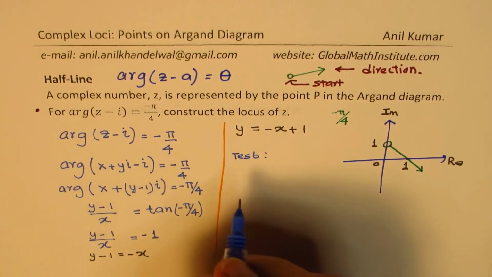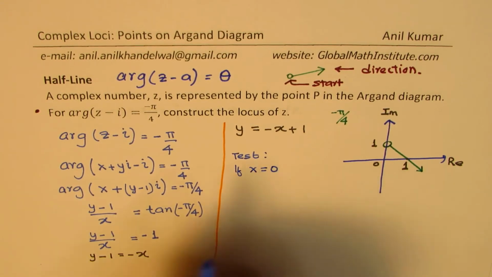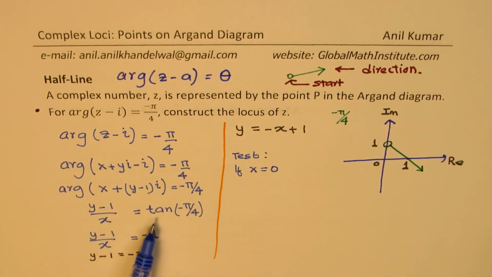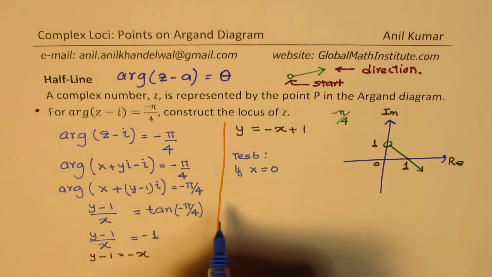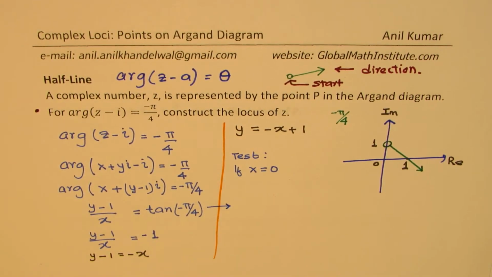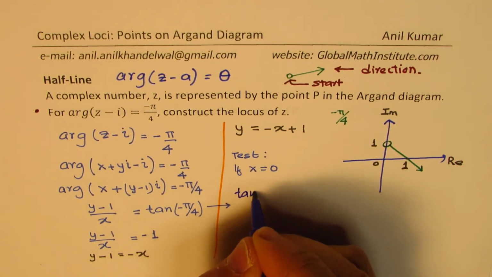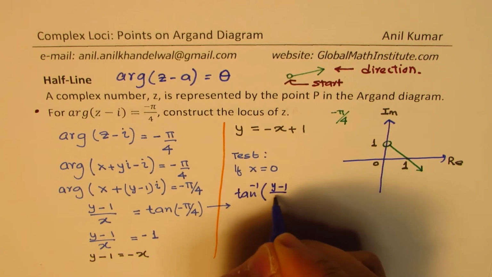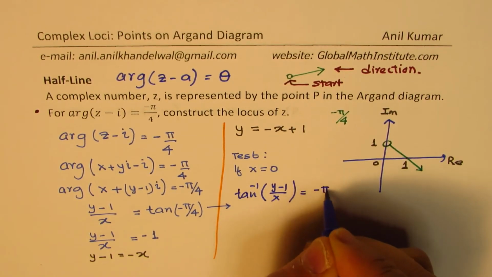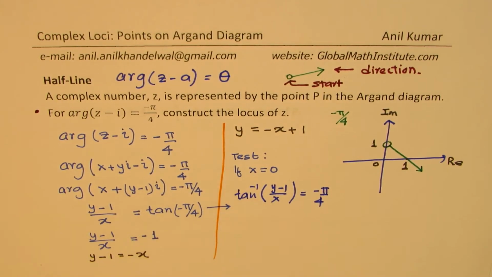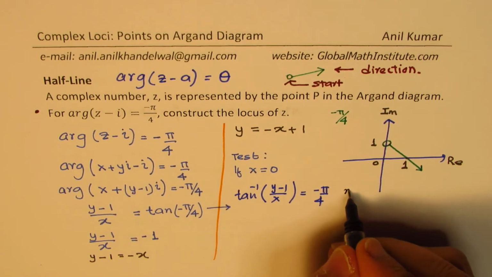So to test, if x equals 0, in this situation, we do not have an angle of pi by 4, right? So if x equals 0, we do not get an argument of pi by 4. Let's consider this equation in the format of tan inverse (y minus 1) over x equals minus pi by 4. Okay, so I'm just rewriting it in this form, and you can clearly see when x equals 0, in that case the argument is not pi by 4, right? So this is not true.